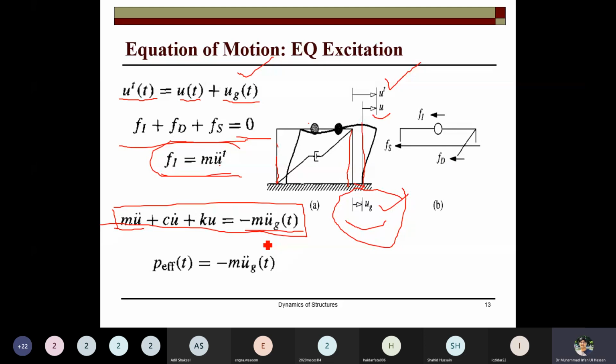It means that when the system is subjected to the earthquake excitation, the right side, minus m ug double dot, is coming, and that is actually force. It means that the force is not zero. You can say that it is a P effective equal to minus m ug double dot. So you can declare it as a force basically when the system is subjected to the ground acceleration. This is the case when the structure is subjected to the ground motion.